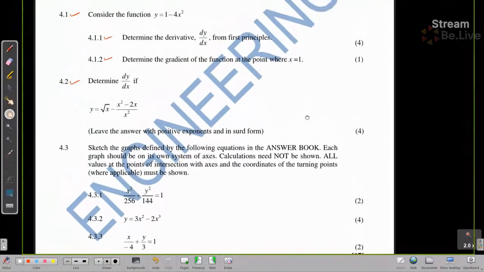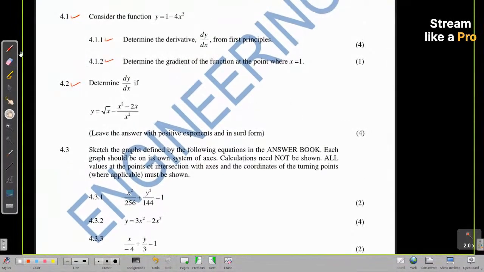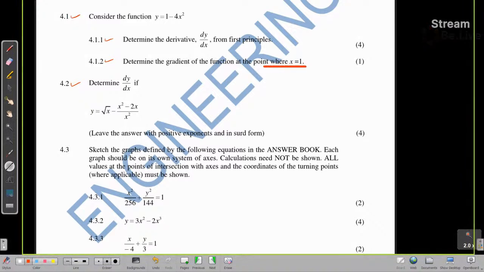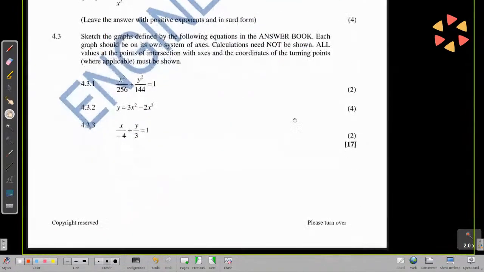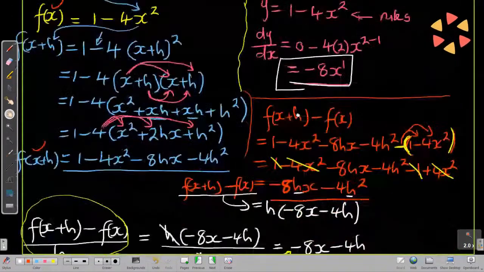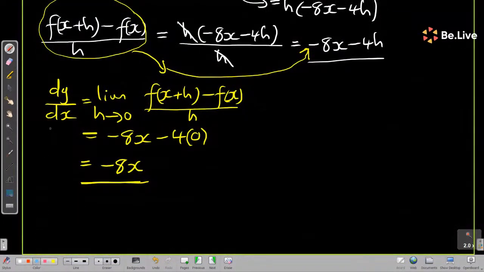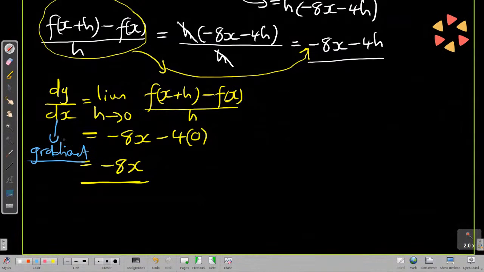Okay, then the next question here, it says you need to determine the gradient of the function at the point where x is equal to 1. So that is the key now. Find the gradient at the point where x is equal to 1. So what you simply need to do is to go to that final answer that you got, because don't forget that when they say dy over dx, this is the same as saying gradient. dy over dx is simply m, or its gradient.